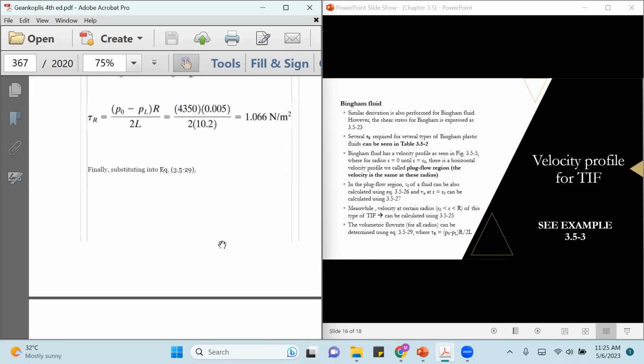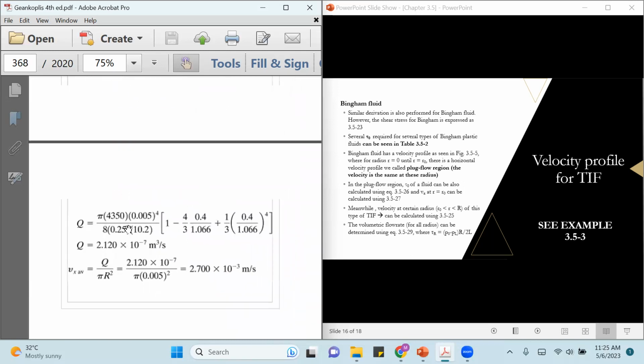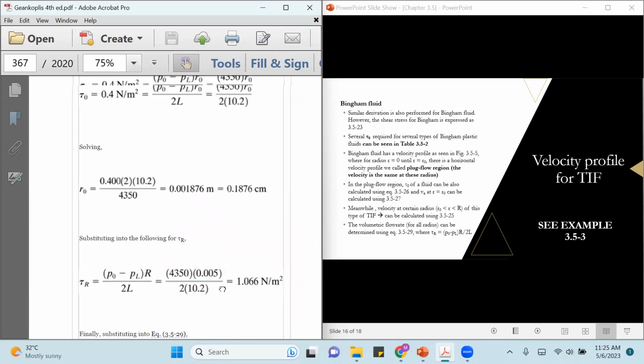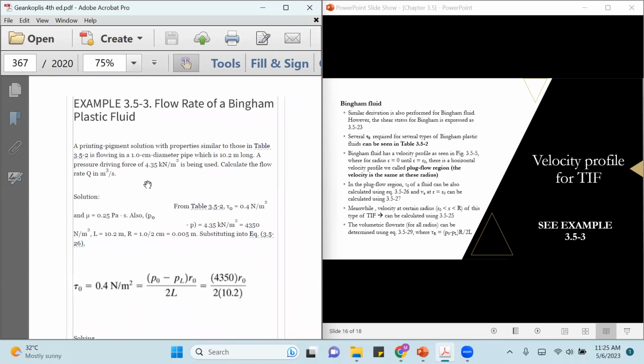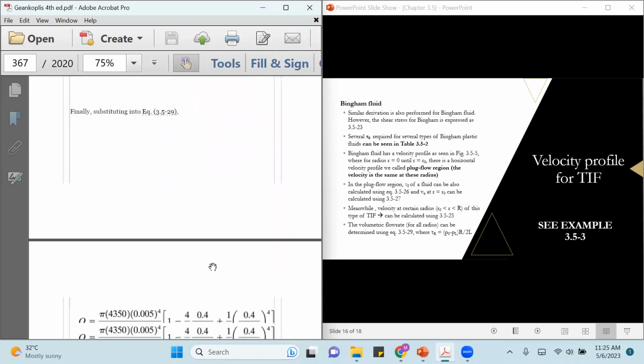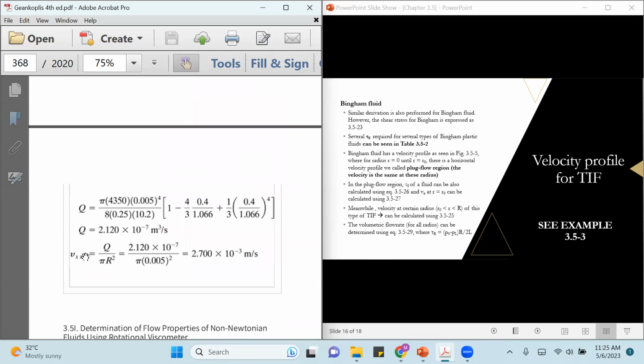Then I will use equation 29. I put in all the known values from equation 29, and then I can get Q, the volumetric flow. If I want to know the average velocity, did they ask about the average velocity? Oh no. But it seems like they want to know the average velocity. Then they will use this equation, Q over pi times R squared. So this.